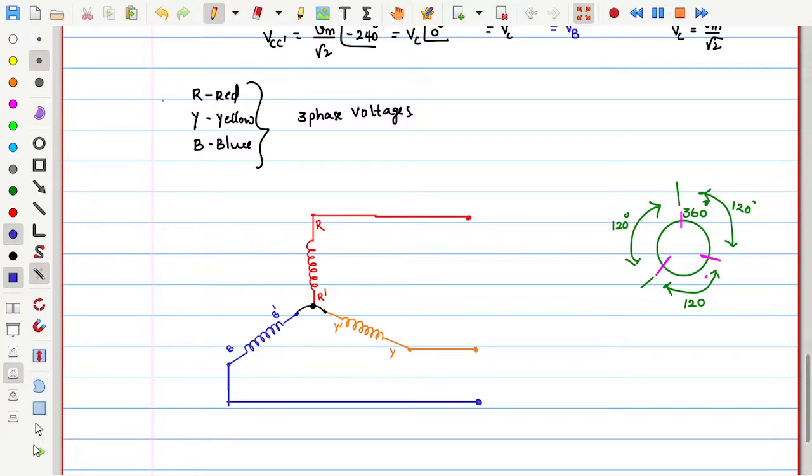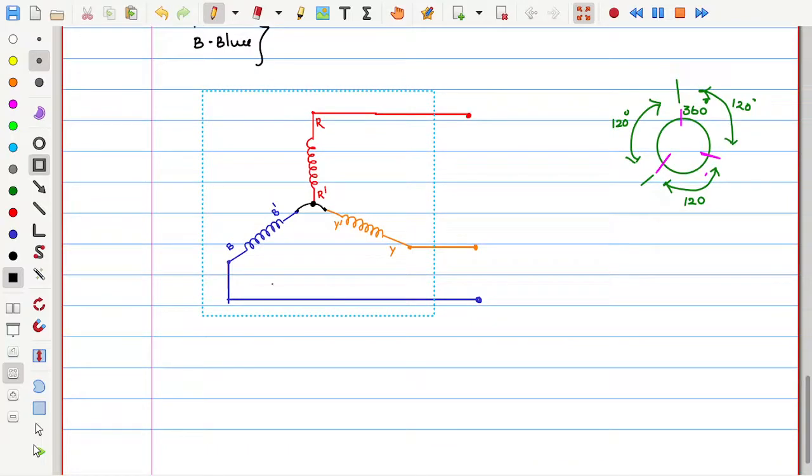Now let me place these things inside the dotted box. This inside the dotted box is the three-phase generator, or you can call this a three-phase source. This is simply a three-phase source, or you can call it a three-phase generator.